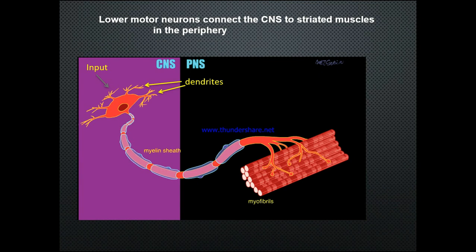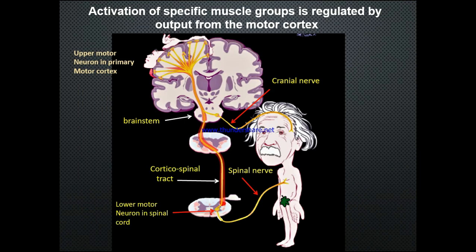So lower motor neurons connect the CNS to striated muscles in the periphery. In this case we can see the CNS and then we have the PNS here, and we can see the input of the signal, dendrites, and the signal transmitting via the myelin sheath. And we're going to talk about myelin, that myelination and demyelination in relation to nerve impulse, and why myelin is so important, and why certain areas in the body have less myelin than others in relation to the transmission of signals.